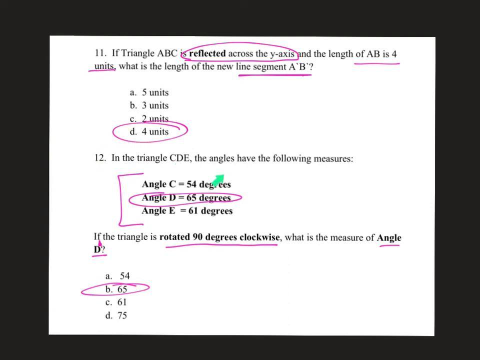Same thing in number 12. They say that we rotated this triangle 90 degrees clockwise, and they want to know the new measure of angle D after they have rotated it. But again, it does not change. So if angle D was originally 65 degrees, it is still going to be 65 degrees. So that's why your answer choice is B on this one.